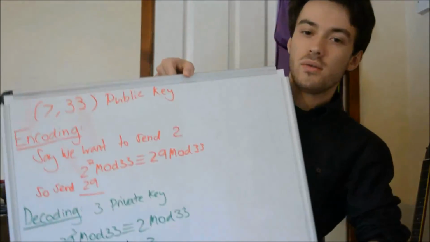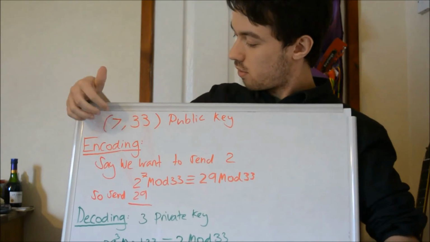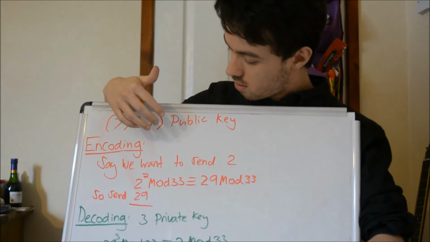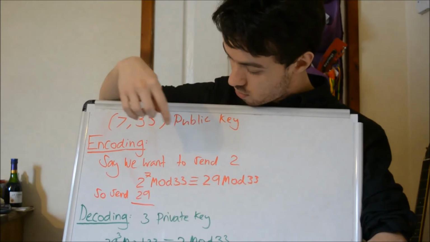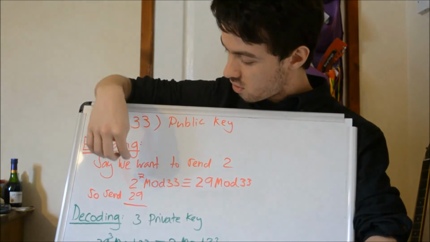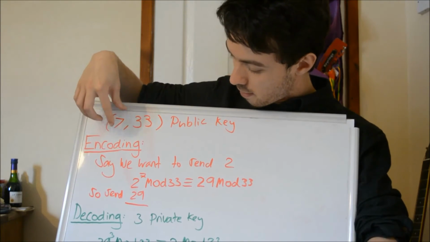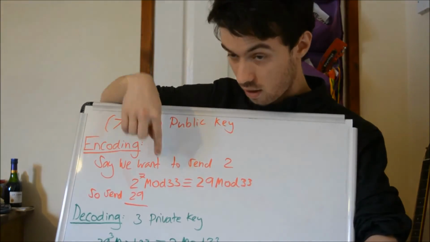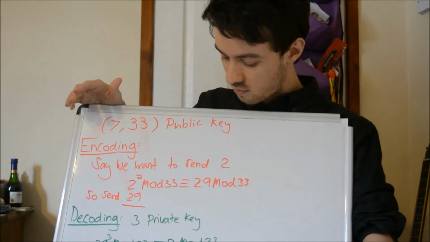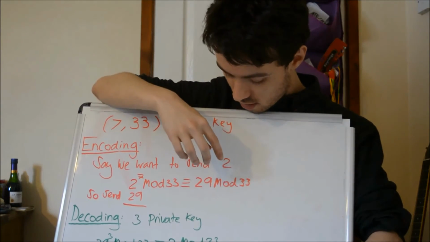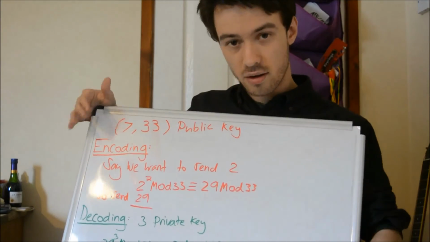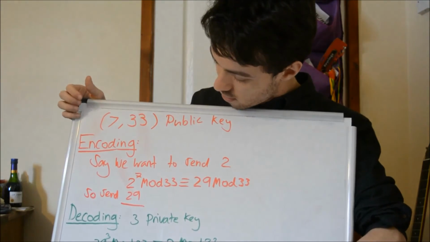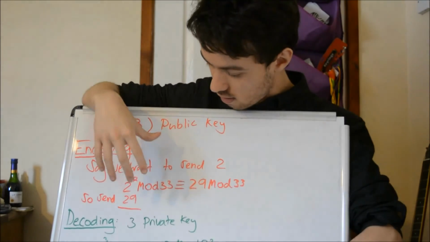So this is how we do that. Given the public key, which we had from before, with the 7 and the 33, say we want to send them 2. What we do is we put 2 to the power of this number, and then take it mod this number. So we have 2 to the power of 7, mod 33. And by some fancy maths, this turns out to be 29 mod 33, through computers or whatever. So we send them 29.